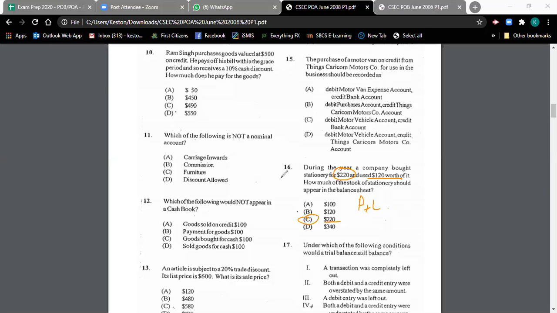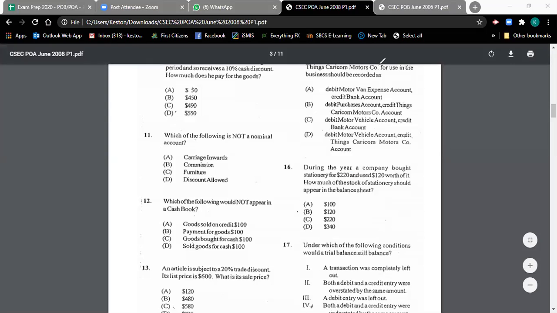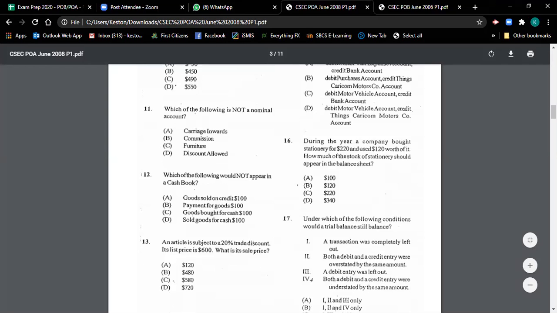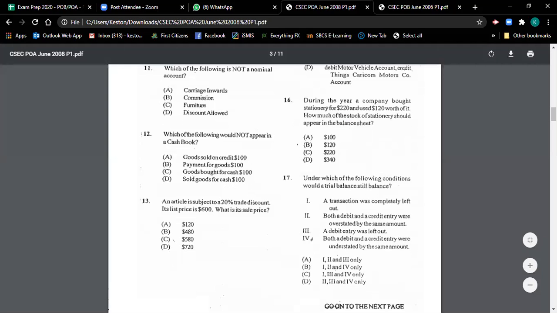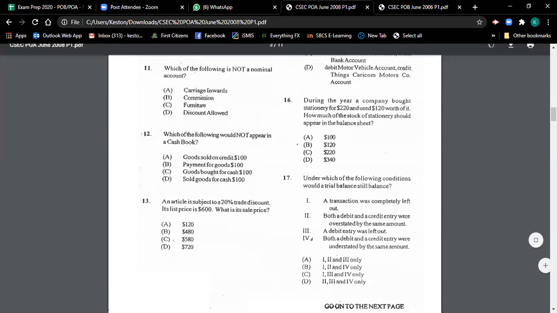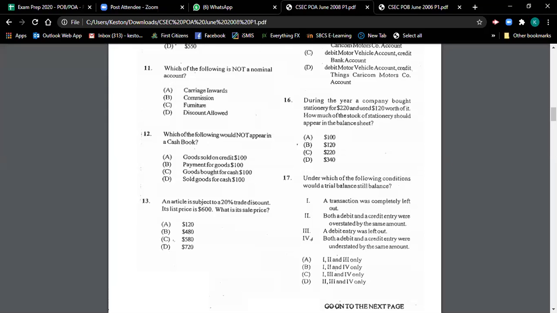I don't like the question because, unless the company is selling stationery, why are you including the stock of stationery in the balance sheet? That doesn't usually go there, right? That goes in your P&L as an expense. Yeah, it's a kind of crappy worded question. But we have to go with the full amount based on the accruals concept. Doesn't matter how much you use out of it.